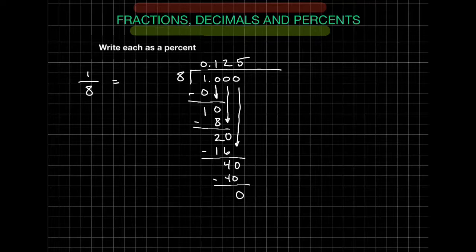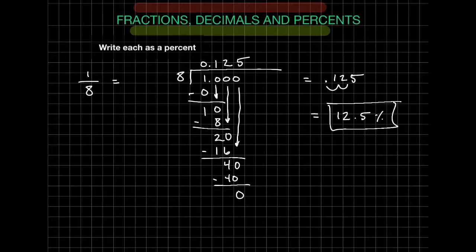So 1/8 written as a decimal equals 0.125. But now we want to convert it to a percentage. So we're just going to move this over twice. So we get 12.5%. Okay, there's our answer, 12.5%.